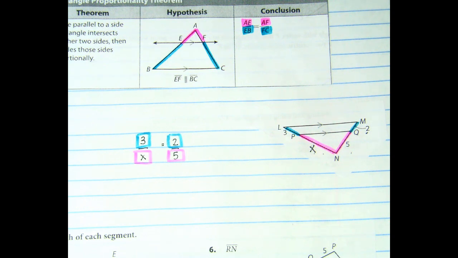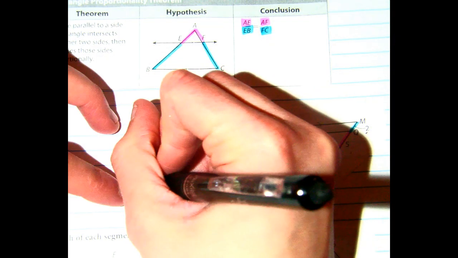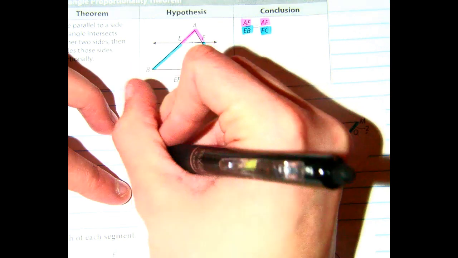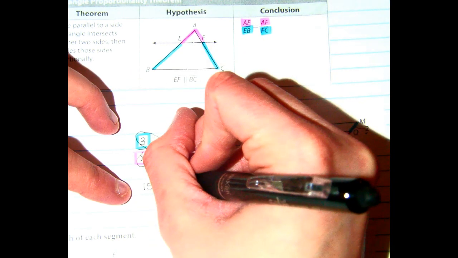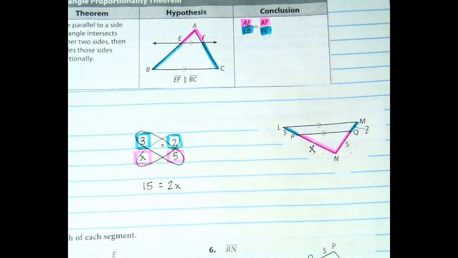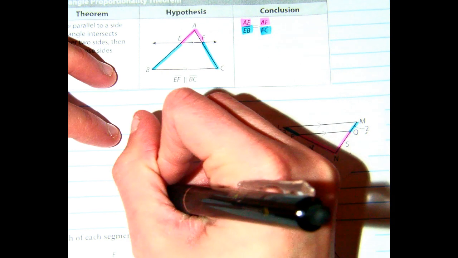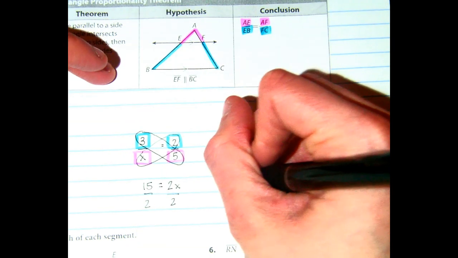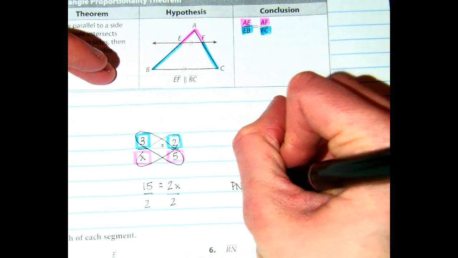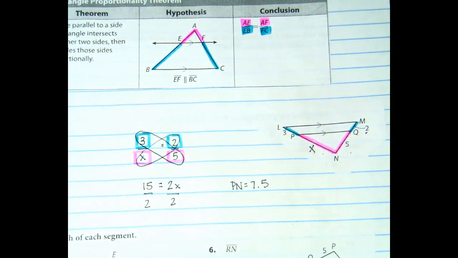Alright, how do we actually solve this though? Okay, cross multiply. What is 5 times 3? And that's equal to, so divide by 2. What is PN equal to?